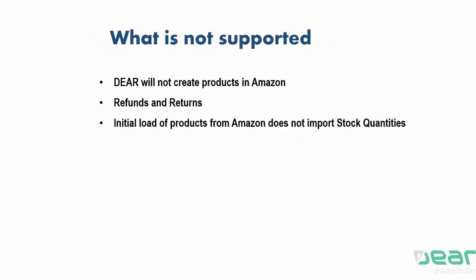So what is not currently supported? Deer cannot publish products in Amazon given the current integration levels. Refunds and returns are not supported, and initial load of products from Amazon does not import stock quantities. Let's take a look at how to actually connect the two systems.